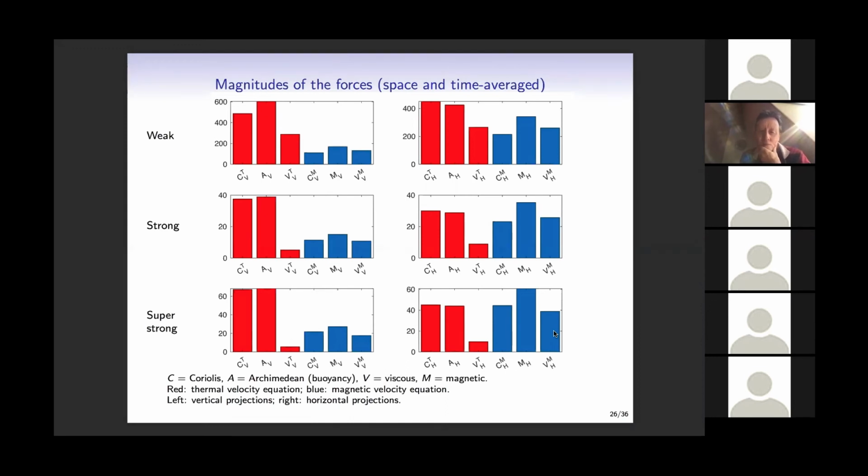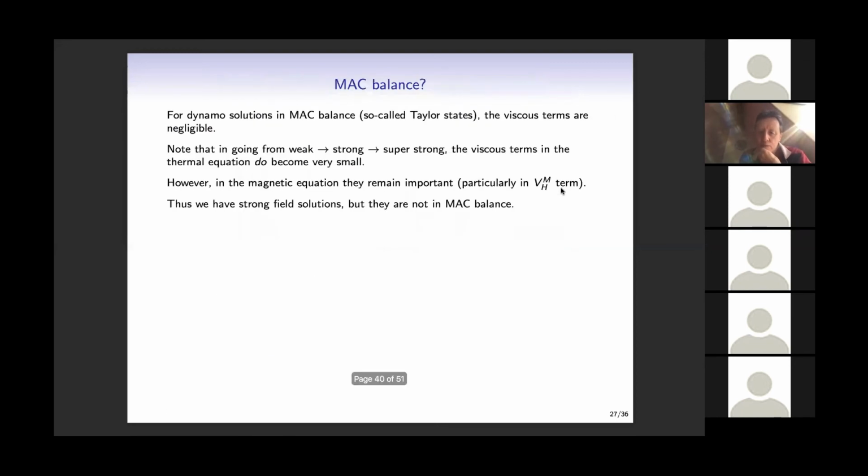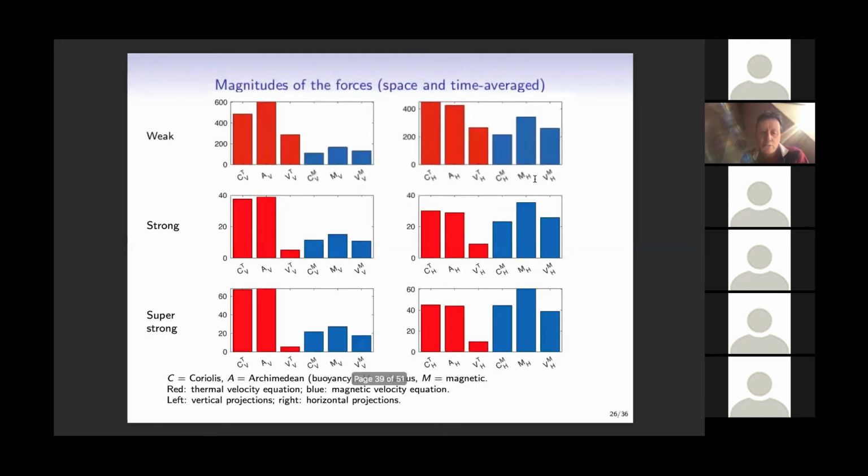Okay, and that's the crucial thing to take out of this. So this is what I'm saying: do we have Mach balance? No, we don't. We don't have Mach balance because we have a significant viscous term in the magnetic equations. We're not getting rid of this. So a Taylor state in this diagram would look like red, red, nothing, but it would look like blue, blue, nothing, and blue, blue, nothing here.